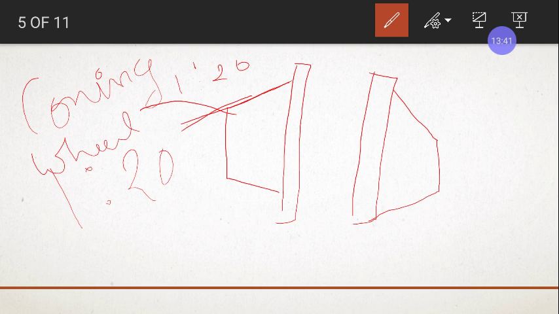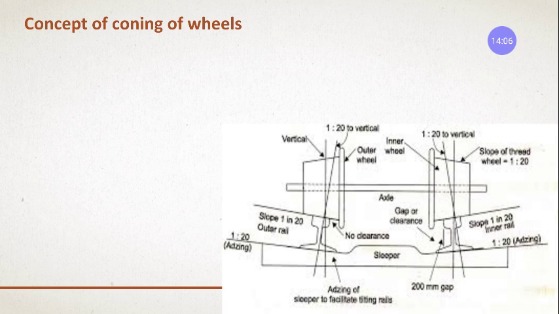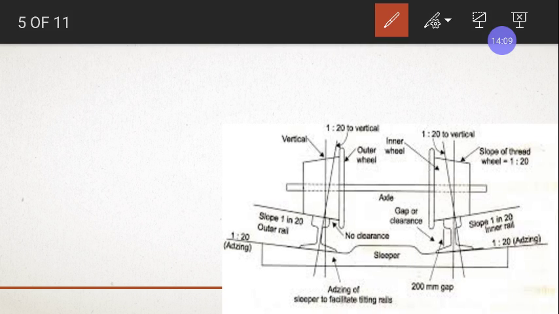What is it called? It is called coning of wheels. The slope that we provide to the wheels so that it balances itself over the curve and maintains its equilibrium condition. So for that we provide coning. Can you see this slope that is provided here, so that it maintains the equilibrium?